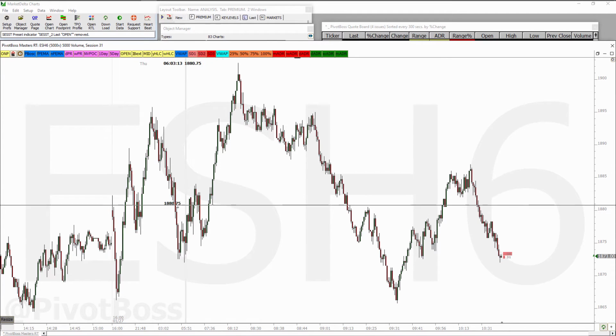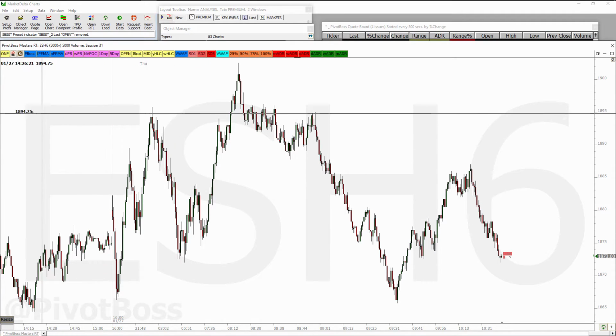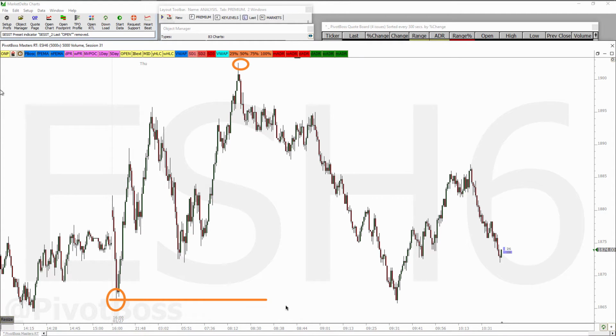Okay, so what we can do now is we can say, okay, here's the high of the day. Here's the low of the day. And that's the overnight high and the overnight low. What's the highest high of the day? What's the lowest low of the day? I think we got a little bit lower right here, but that was early in the day.